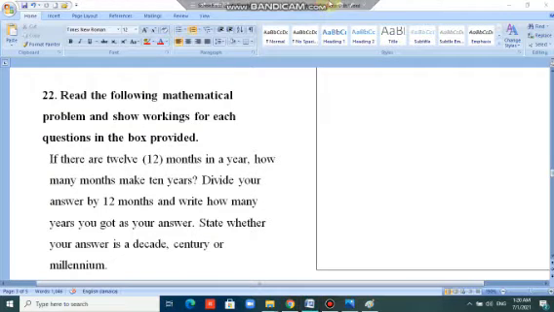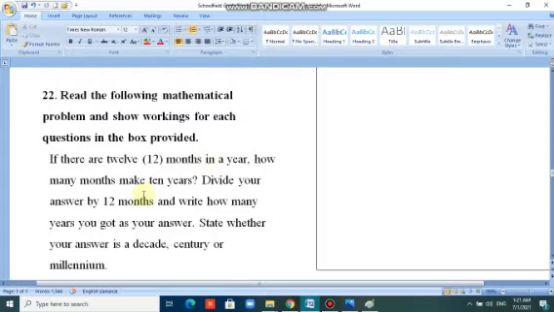So welcome back students for part 3 of our revision mathematics class. It takes very long to really go through these maths in a step-by-step manner, alright? So 22 says read the following mathematical problem and show working for each question in the box provided. Now it says if there are 12 months in a year, how many months make 10 years? Divide your answer by 12 months and write how many years you got as your answer. State whether your answer is a decade, century, or millennium. Alright?